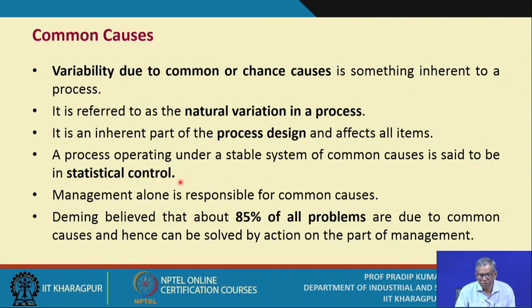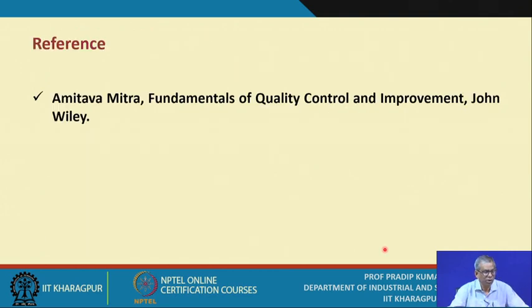Management alone is responsible for common causes, which are a part of the system, as the management has created the system. Deming believed that about 85% of all problems are due to common causes and hence can be solved by action on the part of management. This is what he concluded through his study. Okay, so here I conclude.